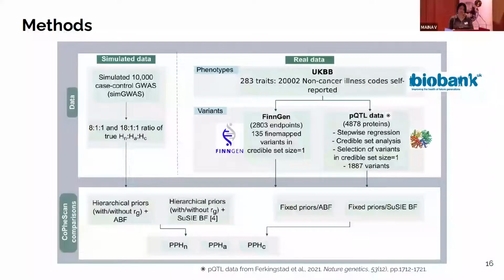So for FinnGen, we used the FinnGen fine-mapped data as well as the pQTL data. And the putative causal variants were selected when they were present in a credible set of size 1. Once we had the variant and phenotype combinations, we ran all the CoPheScan comparisons possible.